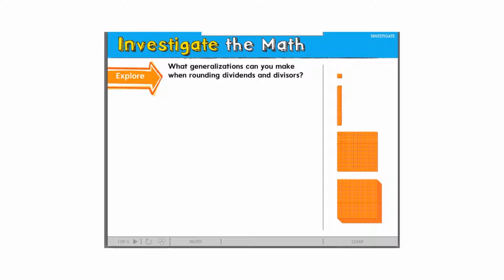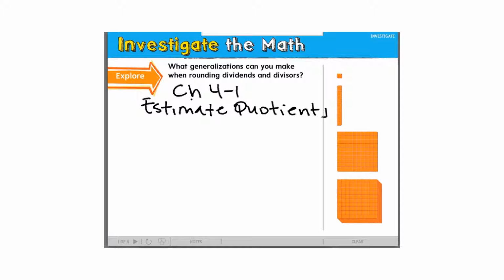Let's go to your notes. The question says, what generalizations can you make when rounding dividends and divisors? So in your notes, I need you to write chapter 4, lesson 1. We're going to start there. And the title of the lesson is Estimate Quotients. So you need to have this in your notes. Then we're going to answer that question. This goes in your notebook.